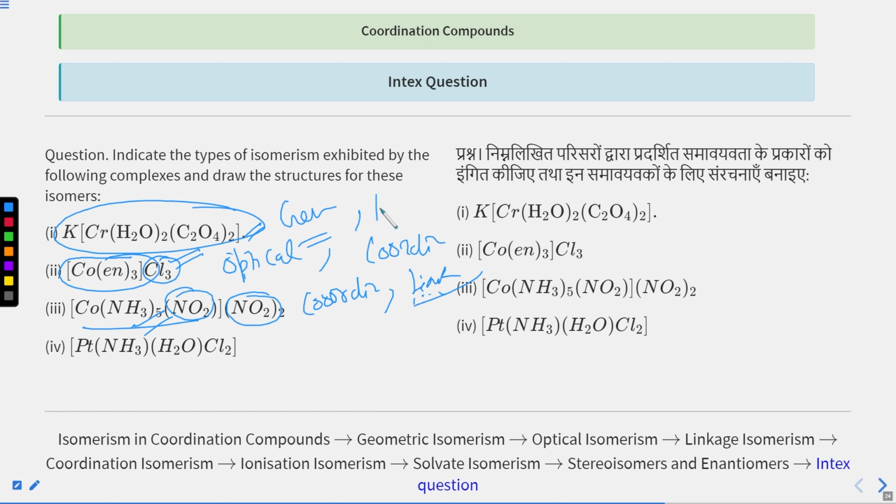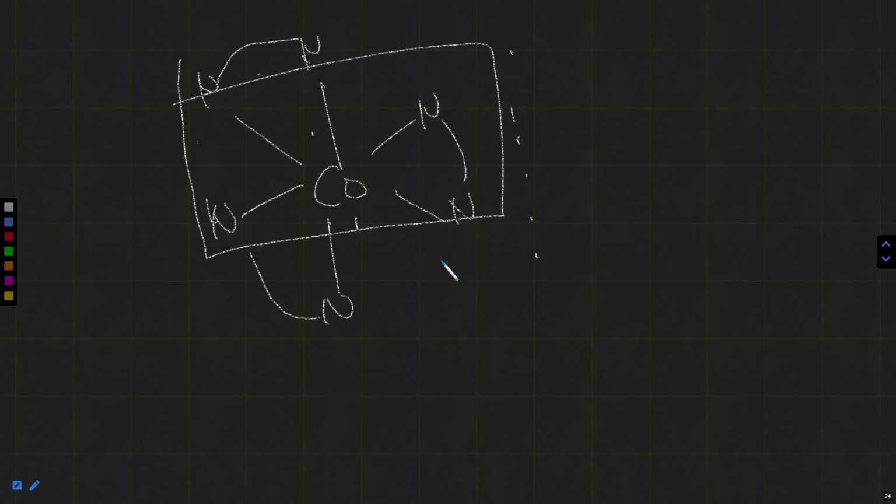Now, what are the next types that can be possible? Here in the first example, we can have hydrate isomerism also because it has H2O. Can it show geometrical isomerism? Let us draw it. 5 NH3s are there and 1 NO2. We have seen in the table that it cannot show it, so geometrical is not possible. Is optical possible? Let us think about it. Can it show optical? No, it cannot show optical.